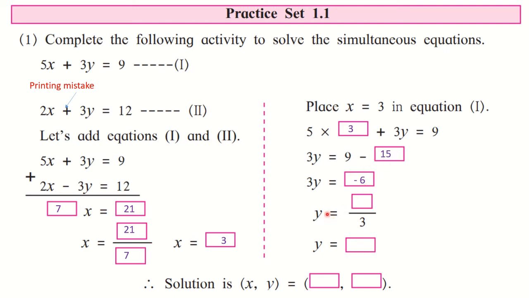So, 9 minus 15, minus 6 will come here. And therefore, y is equal to this minus 6 divided by 3. Okay, so again minus 6 will come here. So minus 6 divided by 3, the answer is minus 2. And we got the solution which we need to write down at the end. So here, value of x is 3. So 3 will come in the first box and minus 2 will come in the second box.